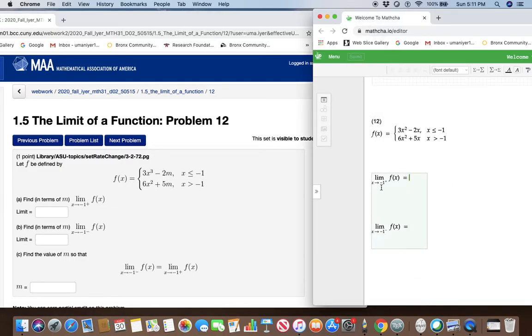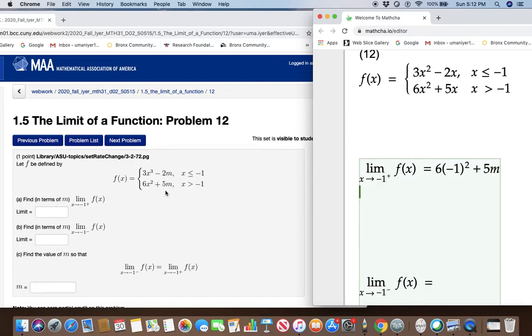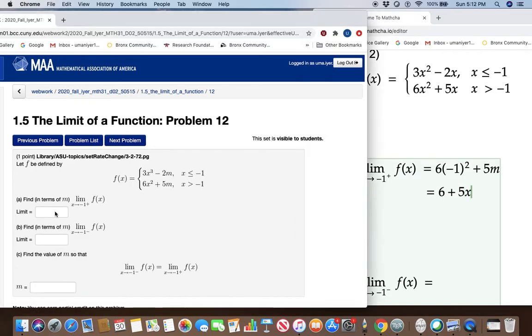So what do I do? -1 from the right means my x is greater than -1. So this is the feature I'm going to use. I'm going to plug in -1 where I see x. -1 squared, and m is m. So that is equal to 6 times 1, 6 plus 5m. So this limit is 6 plus 5m.